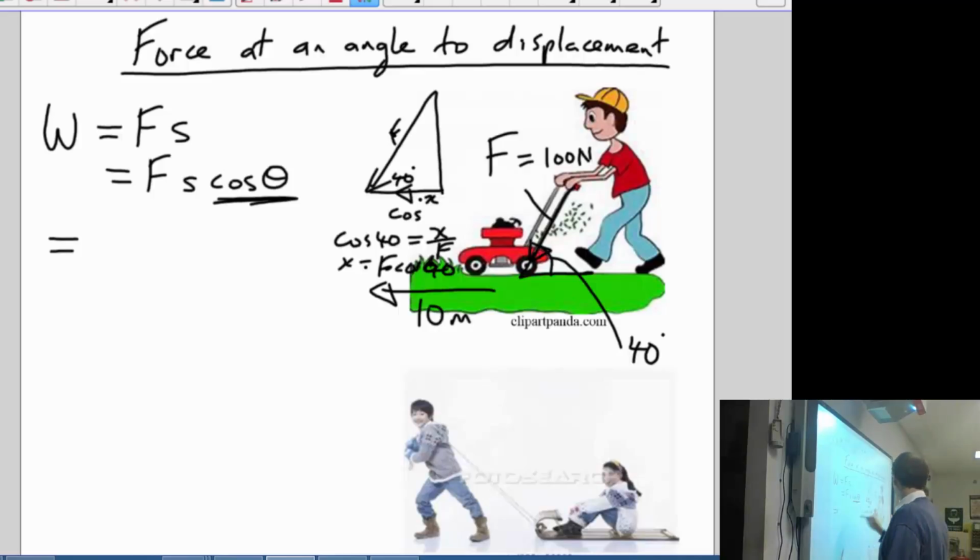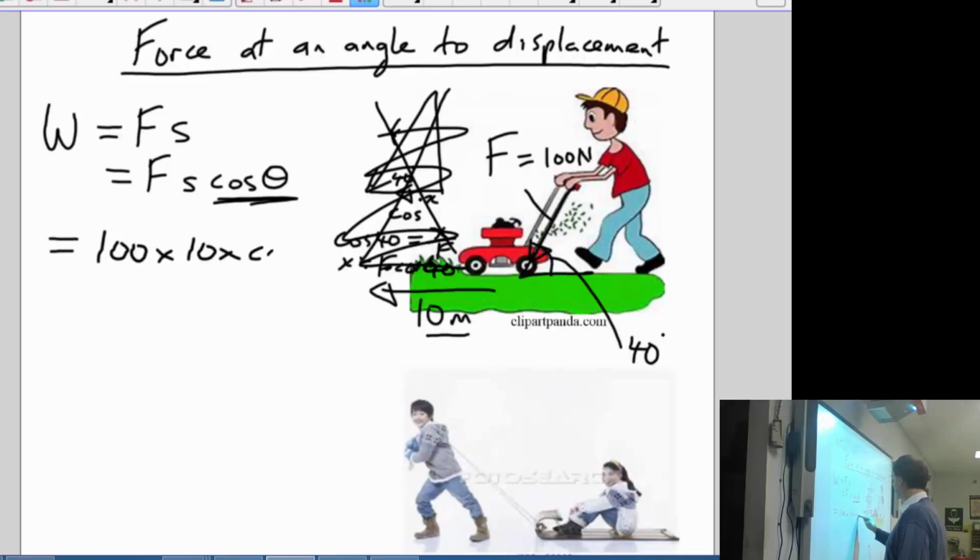So you could just substitute it straight in there rather than go through all this hassle, for those who don't like doing trig. We can say the force down the handle here is 100 newtons, the displacement of the lawnmower is 10 metres, and the cosine of the angle it's making with the ground is 40 degrees. And that will give you the work done and the change in energy in one go. So what we're going to get here is 766 joules. Okay, so 3 significant figures, which is probably too many. So that's one way of doing that one.